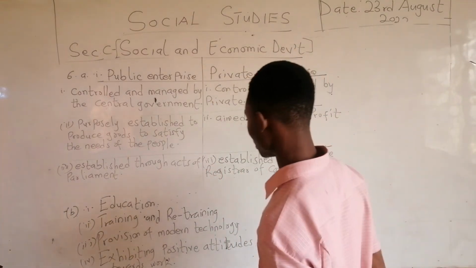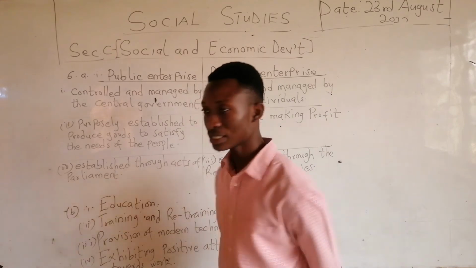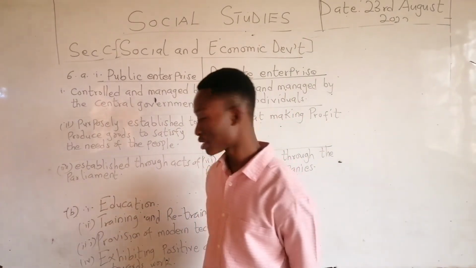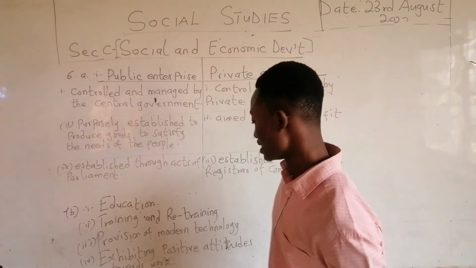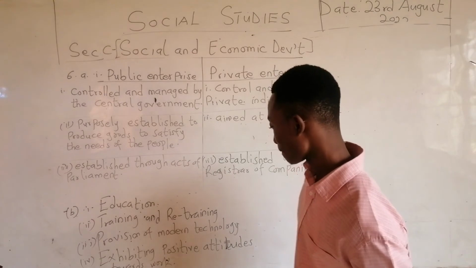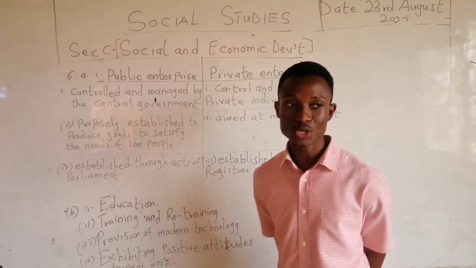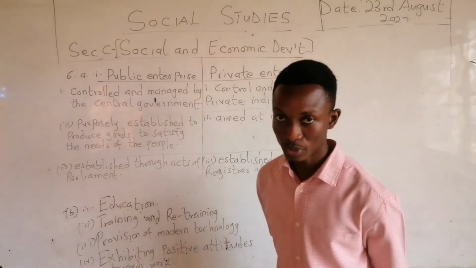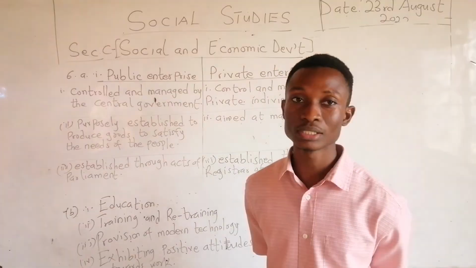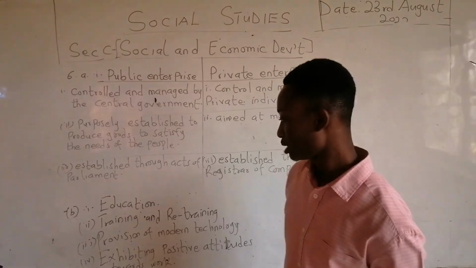Provision of modern technology. Workers in the public sector, that's agriculture to be precise, must be provided with the needed modern technology such as the combine harvester, the tractor, etc. in order to improve productivity of the country. When there is higher productivity, there is also development in the country.